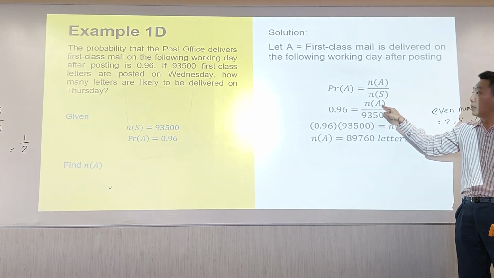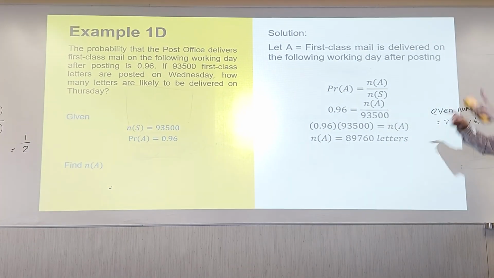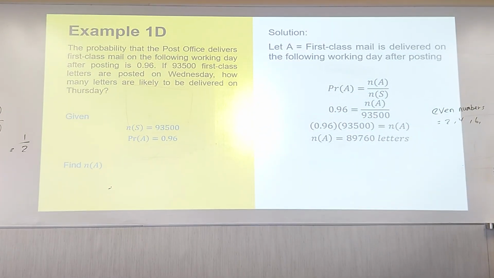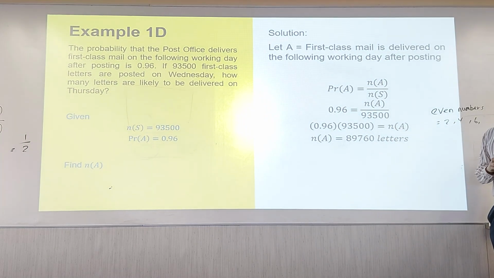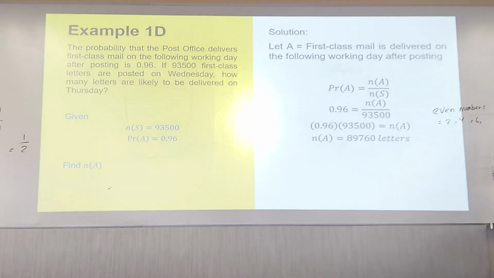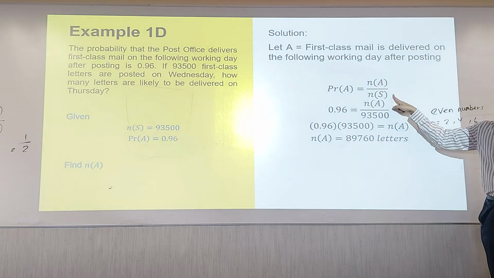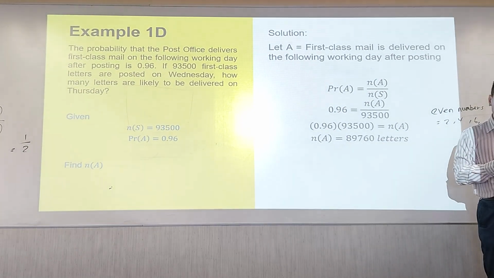So now we want to calculate how many letters will be delivered on time, how many among these 93,500. So we transpose the formula, we move 93,500 to the left-hand side because it is multiplied. Move this to the left. So how many letters will be delivered on time? 89,760 letters are expected to be delivered on time. So this question tests whether you know how to transpose this formula, so that you can solve the problem accordingly.